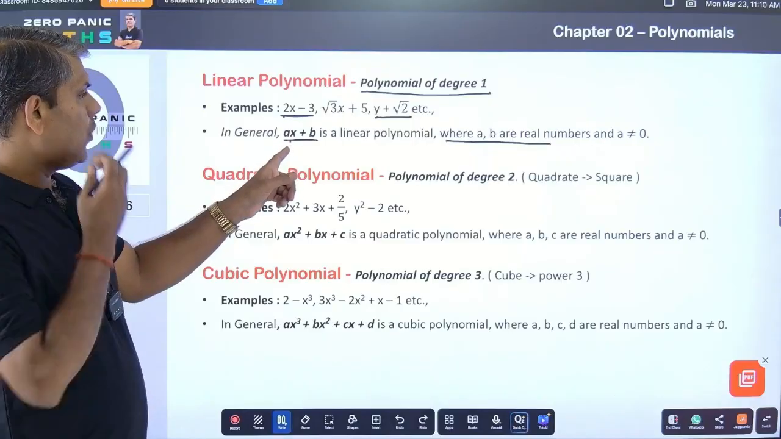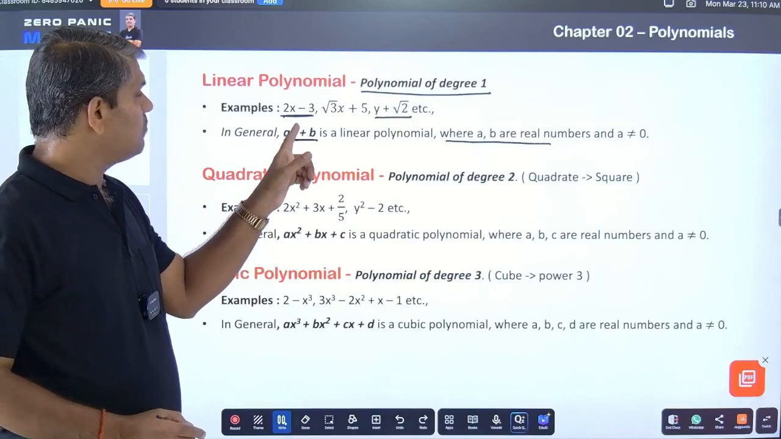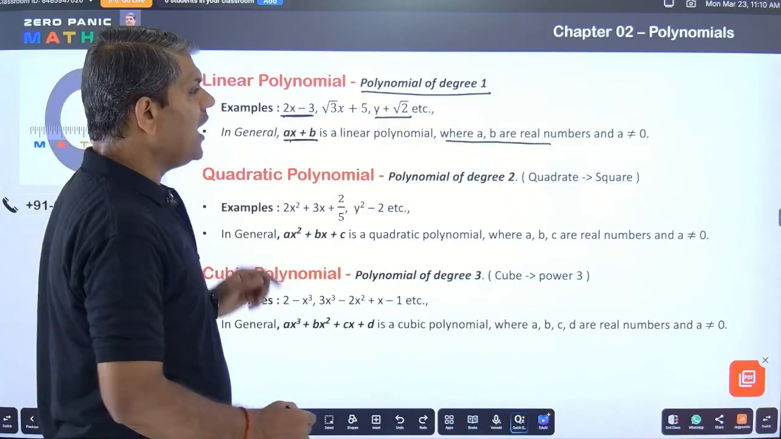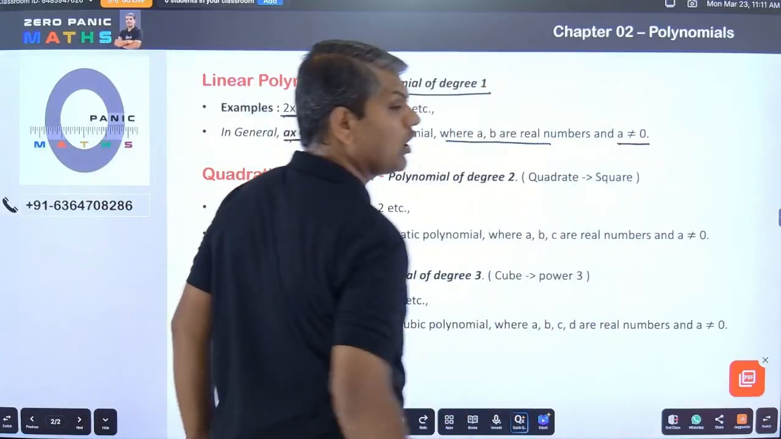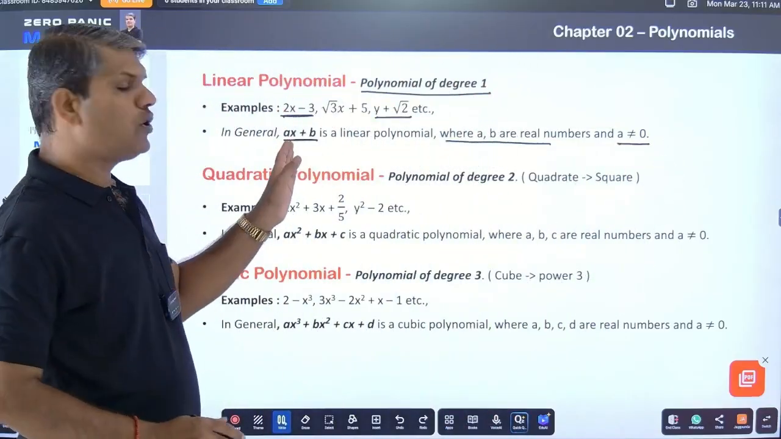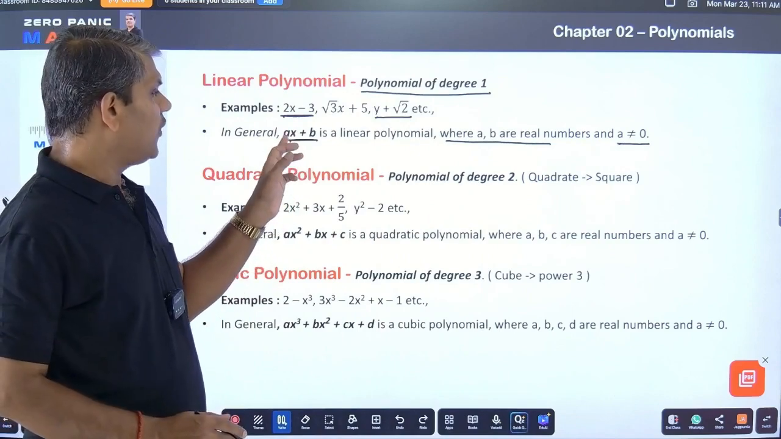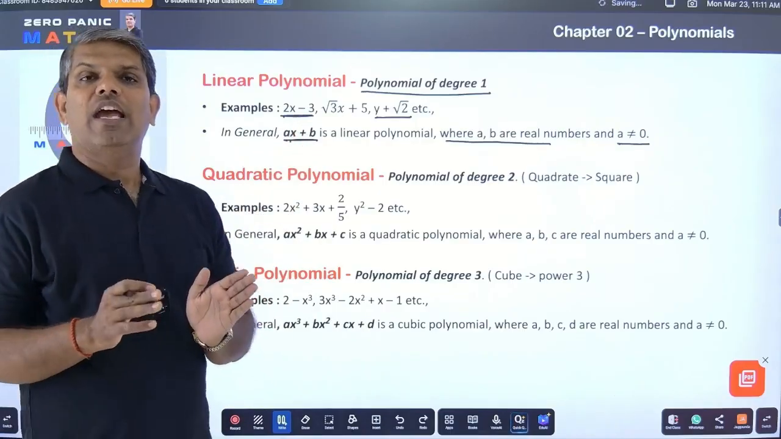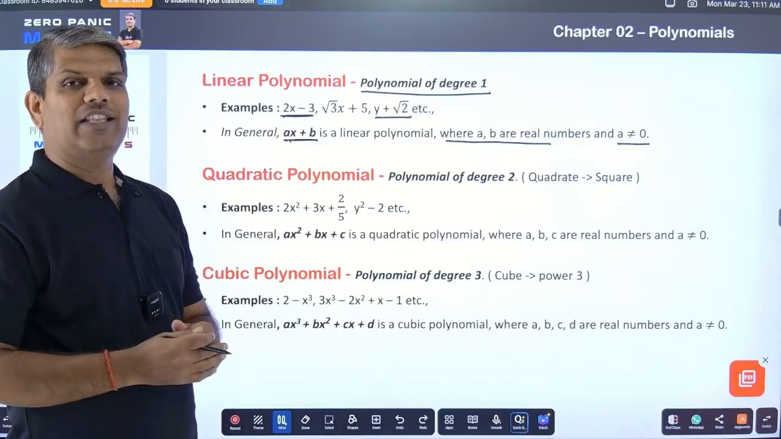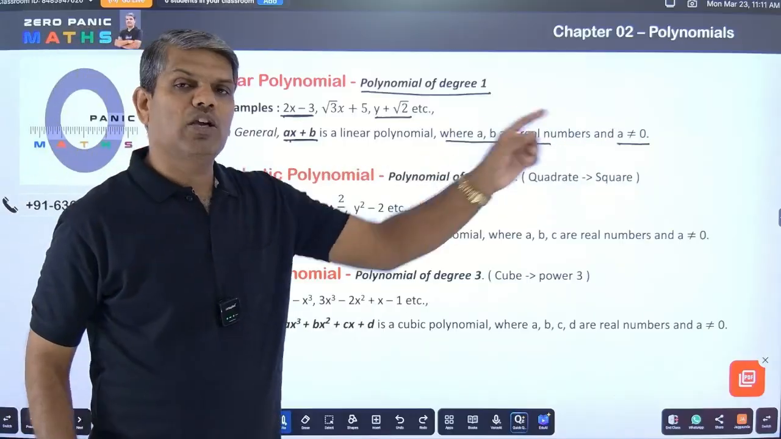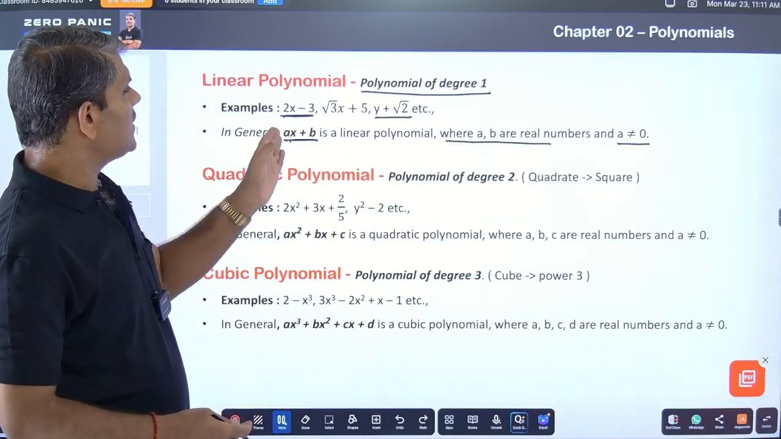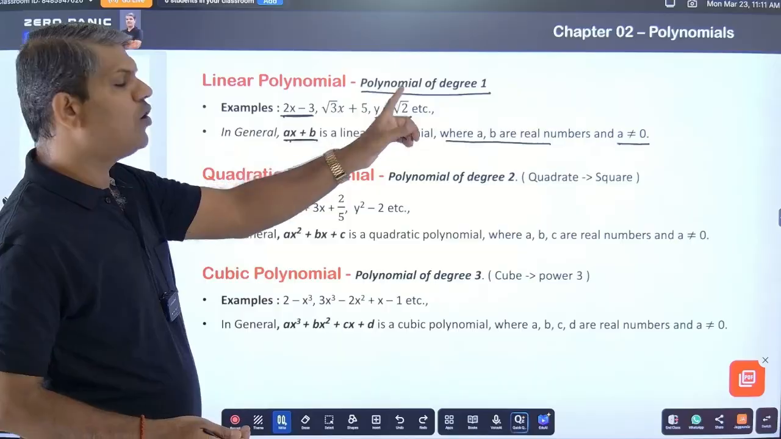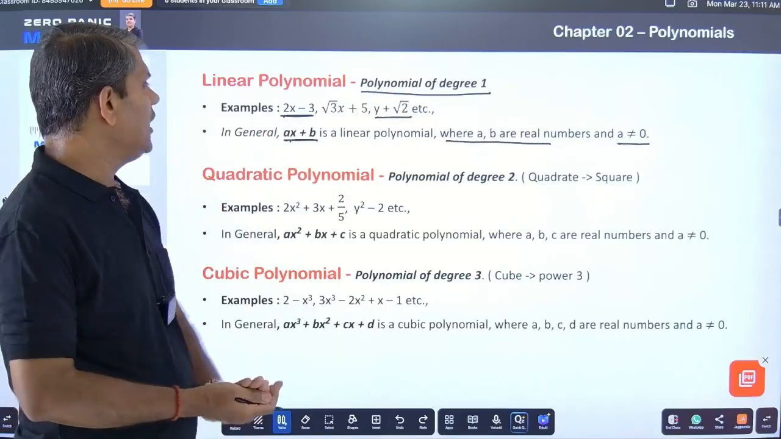So any equation of the form ax plus b, where a and b are reals and x is a variable, and also a is not equal to 0. a should not be equal to 0, because if a becomes 0, the whole term ax becomes 0, and that will not be an equation of degree 1. So that is the reason a should not be equal to 0. This is a linear polynomial: a polynomial of degree 1 in any variable.